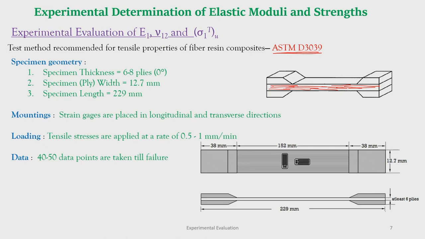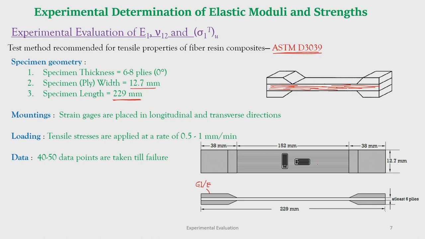The specimen width, or ply width, is 12.7 mm. The length of the specimen is 229 mm, and a portion of that is used to grip the specimen, as shown in this figure. There are end grips made of glass epoxy. In this case, the grip length is 38 mm on both sides, leaving around 152 mm for the specimen. Two strain gauges are mounted, one along the longitudinal direction and another along the transverse direction.